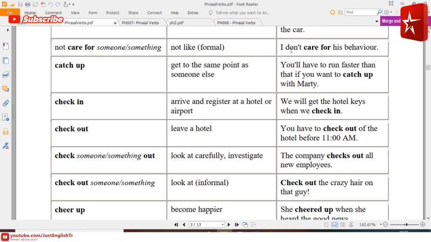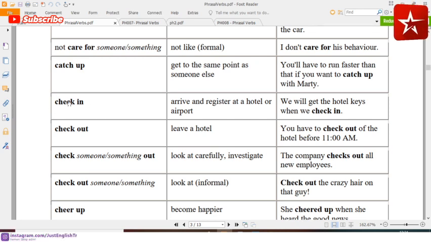I don't care for his behavior. And ketchup. Can you repeat after me? Catch up. Okay, catch up. Get to the same point as someone else. You will have to run faster than that if you want to catch up with Marty. Yes, Marty, like the name of the person. Catch up with someone.